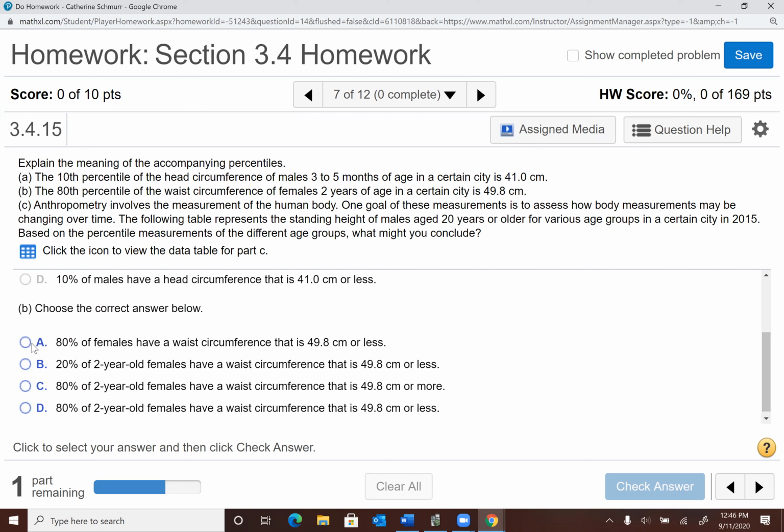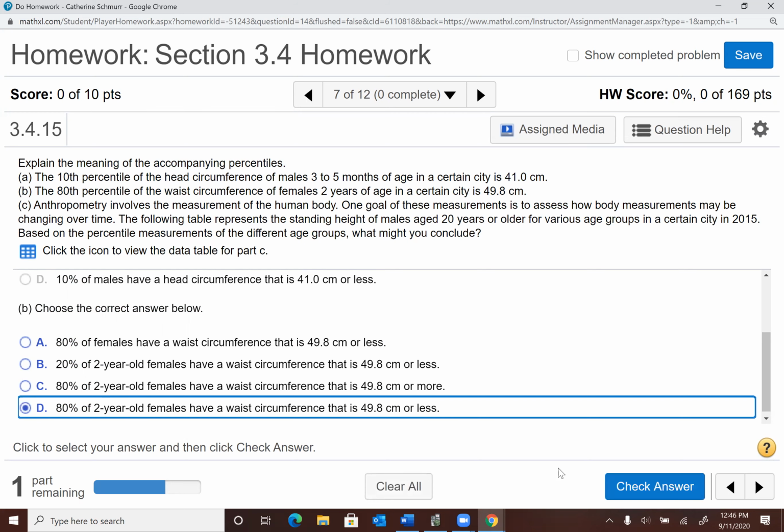So let's find the one that says that. 80% of females. I do not want to select A because that just says females. It doesn't say 2-year-old females. So I want 80% of 2-year-old females have a waist circumference of 49.8 centimeters or less.